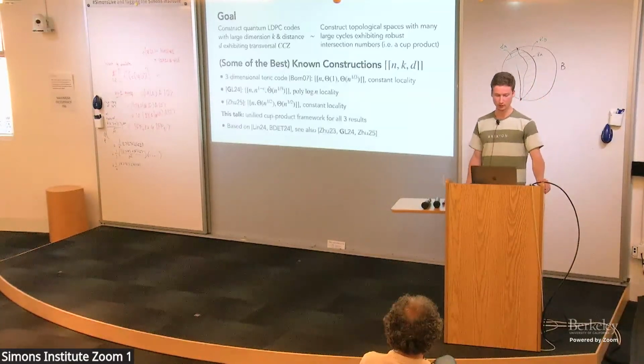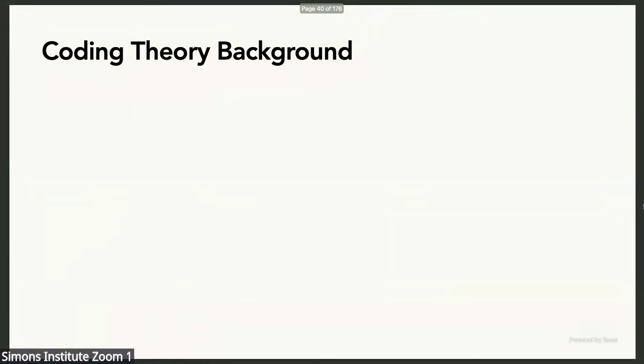Great. So I'll now get into the technical details. I'll give a bit of coding theoretic background. Then I'll try to provide a more detailed explanation of the toric code and then explain how we generalize that to better QLDPC codes.